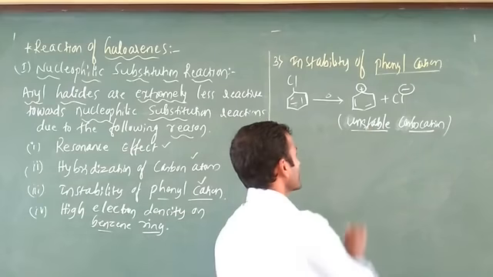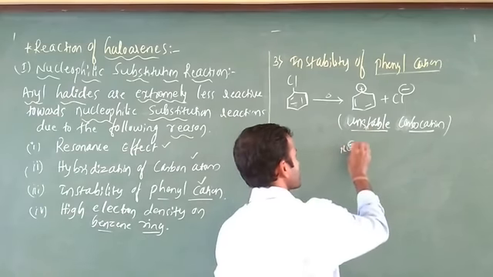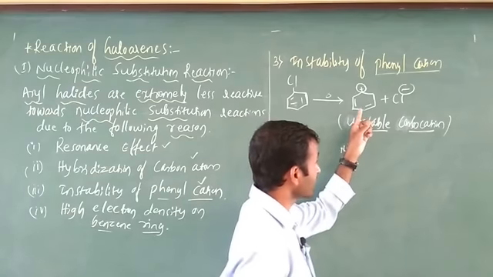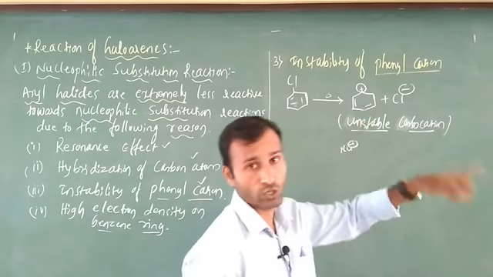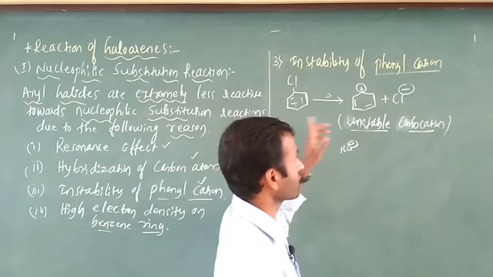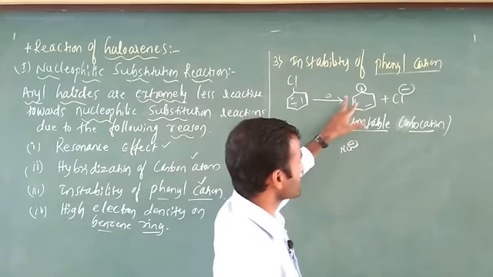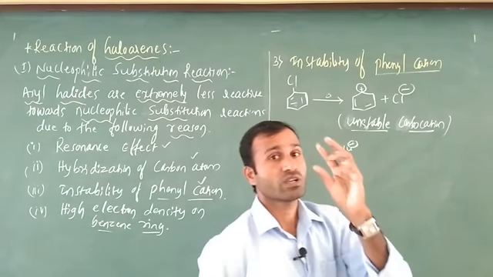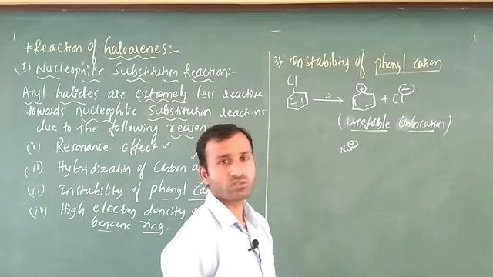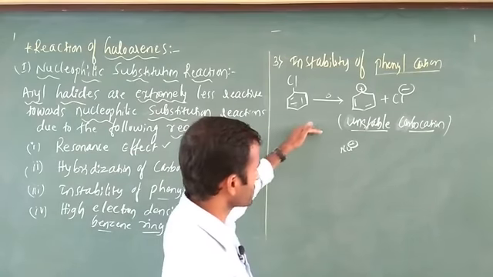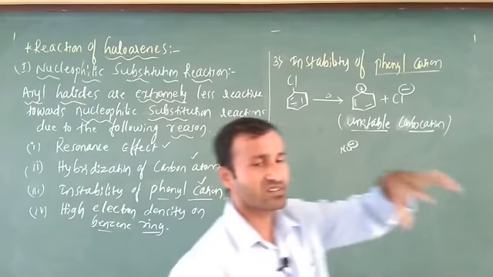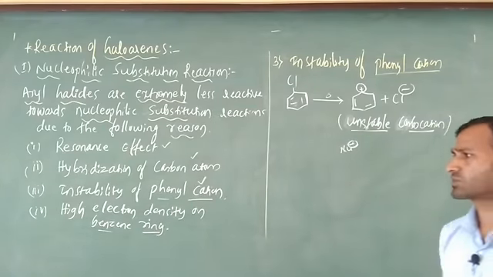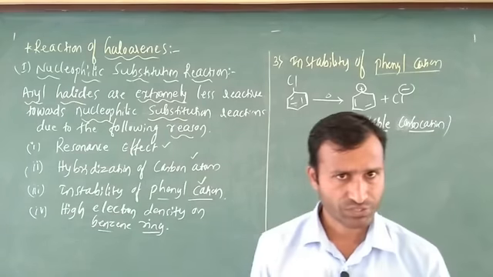That is why the incoming nucleophile, which has a negative charge, is not going to attack this unstable phenyl carbocation, because first of all this unstable phenyl carbocation is not resonance stabilized. If the nucleophile is going to attack, there must be resonance stabilization, but that is not possible in this case. That is why the third reason also agrees. The last one is high electron density on benzene ring.